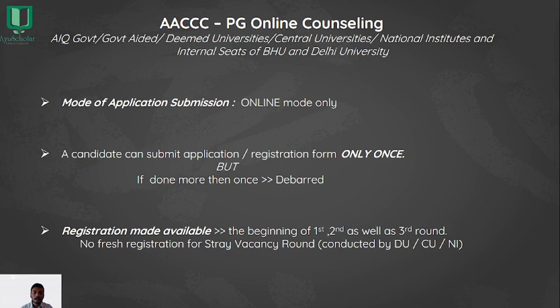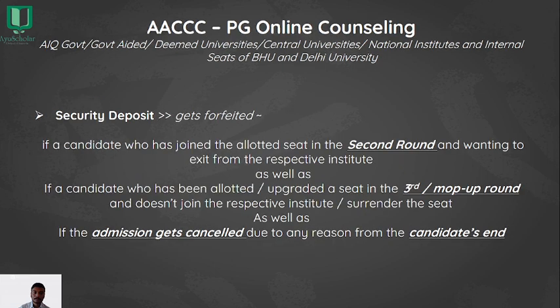This is important. If a candidate feels like moving forward to claim a seat under the stray vacancy round, he or she can't register freshly. The candidate should have registered in the first round or the second round, or at least in the third round, to get eligible for the stray vacancy round, which will be carried out at the institutional level. This is about the registration made available.